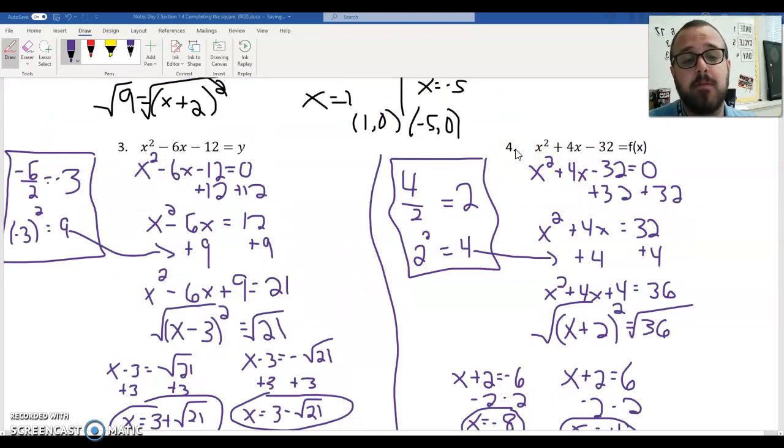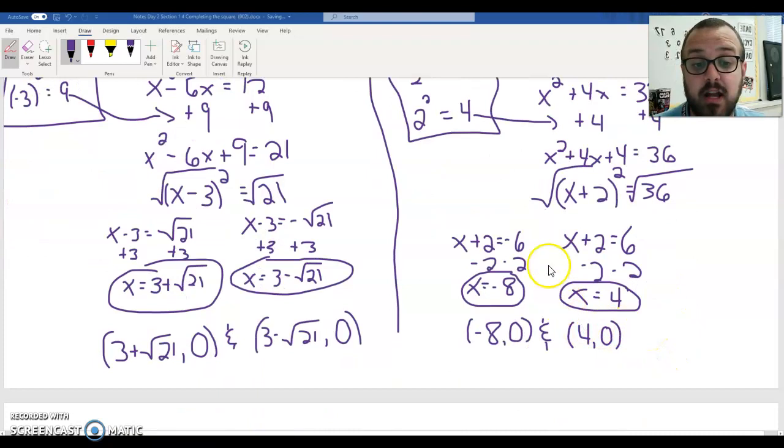Number 4 over here, we set this equal to 0. We'll add 32 to both sides, and then do the same thing. We take our b value, divide it by 2, and square it. We get x squared plus 4x plus 4 equals 36. Square root both sides. 36 is a perfect square, so I get a nicer number here. Negative 6 and 6 is what it'll equal. And when I subtract 2, I get that x is negative 8 and x is 4. So (negative 8, 0) and (4, 0) are my roots.